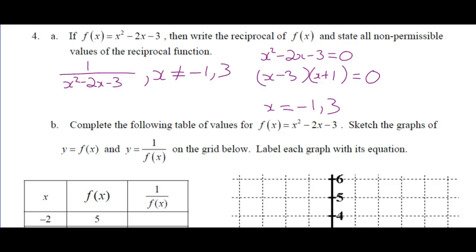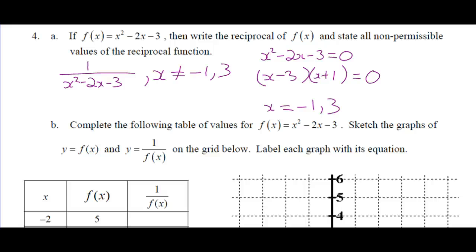I need the non-permissible values. What are those? Those are the values of x that make it 0. So I solve x squared minus 2x minus 3 equals 0, and I get x equals negative 1 and 3. Those are the non-permissible values. The restrictions are that x cannot equal negative 1 and 3.